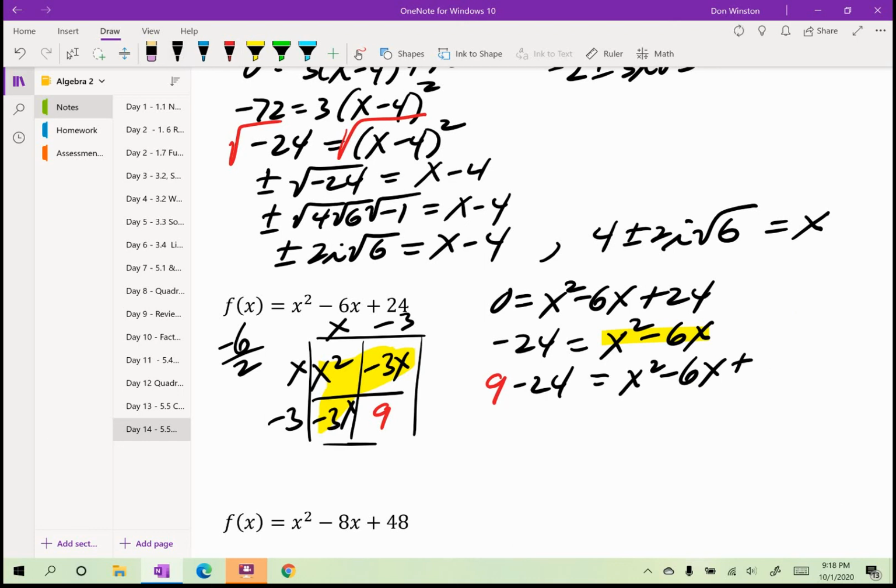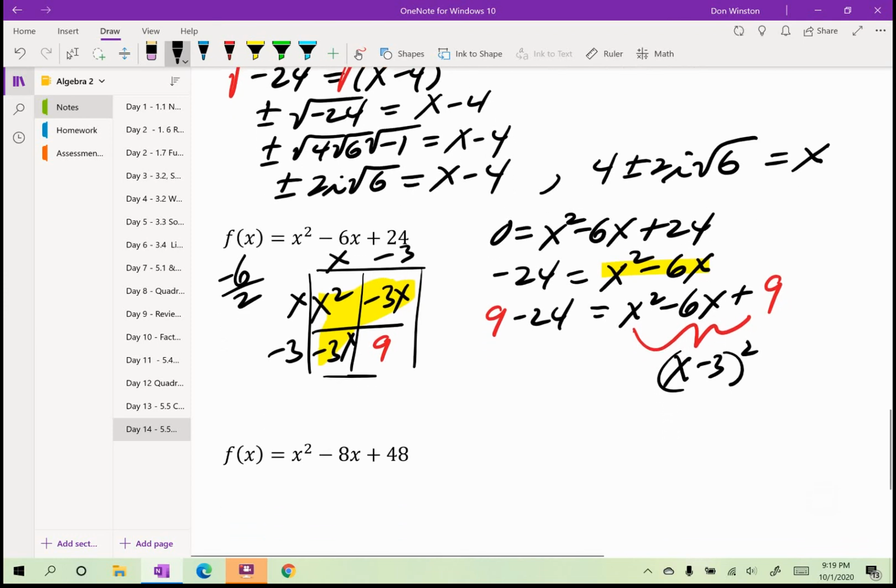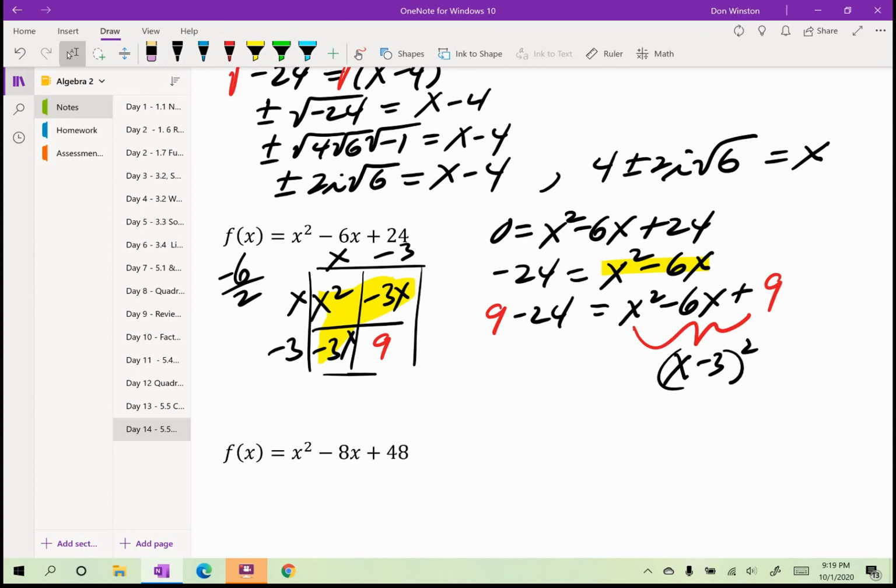It's red on the left, make it red on the right. Right, but this here, this is just x minus 3 squared, right? So that's x minus 3 squared. And then, of course, 9 minus negative 24. What is that? 15, right? Negative 15? Oh, yeah, negative 15. So this would be negative 15 equals that.